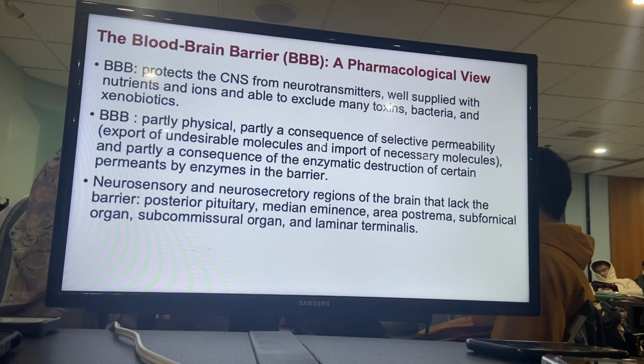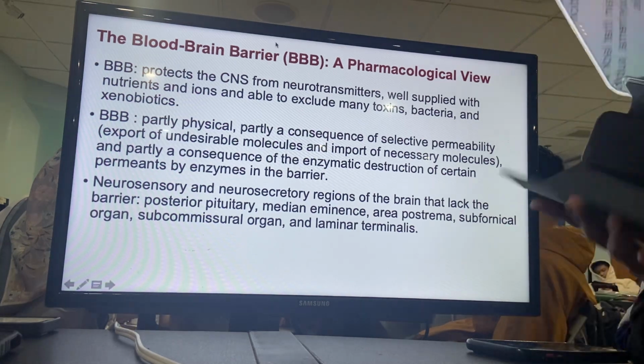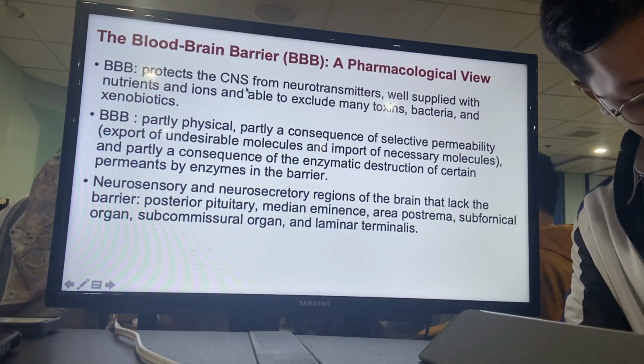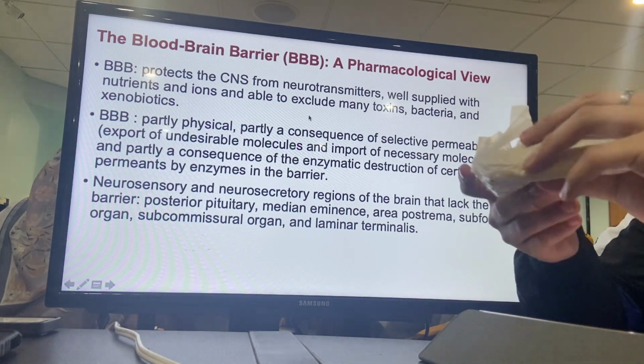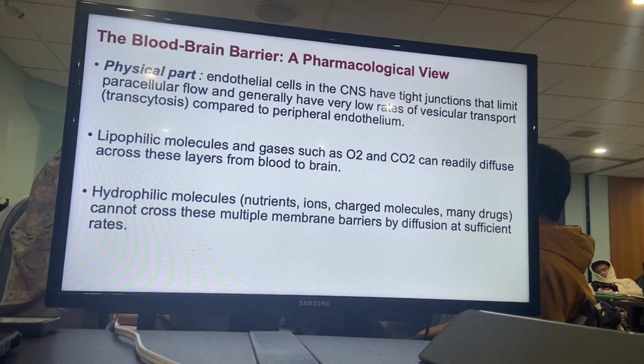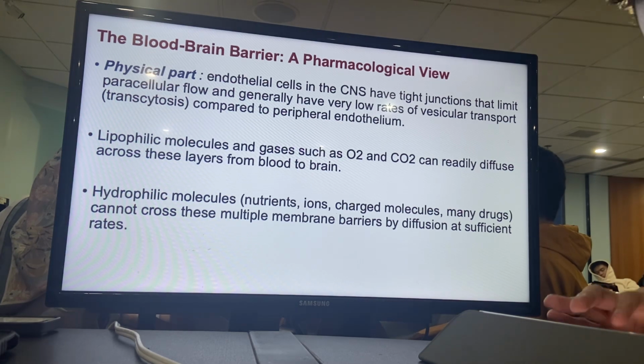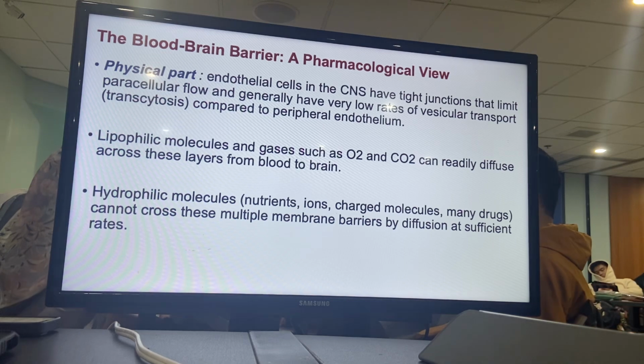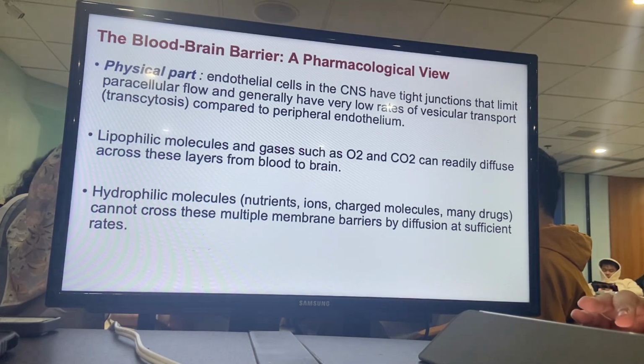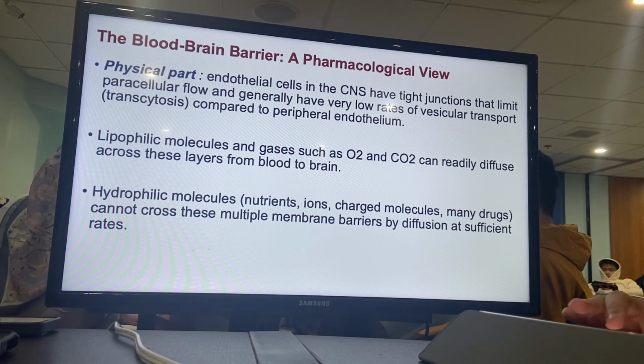And lastly, your blood-brain barrier. Of course, the brain is very important. So the blood-brain barrier protects the brain from many toxins, bacteria, and xenobiotics. What are the parts of the BBB? There's a physical and there's a metabolic barrier. The physical part is taken care of by the endothelial cells, which have tight junctions that limit paracellular flow, with very low rates of vesicular transport. So it can only accommodate oxygen and carbon dioxide. Others cannot diffuse readily.